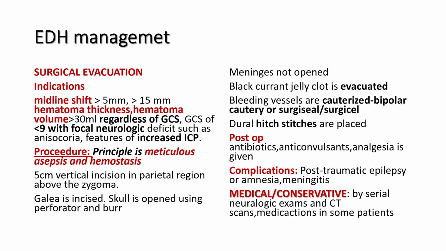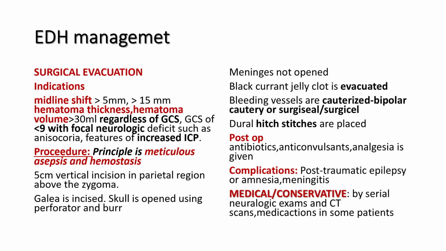If you have a hematoma volume of more than 30 mils, regardless of GCS, if you have a GCS of less than 9 with focal neurologic deficit, such as anisocoria, if you have features of increased intracranial pressure, like projectile vomiting that we have talked about. So this procedure is actually an emergency life-saving procedure.